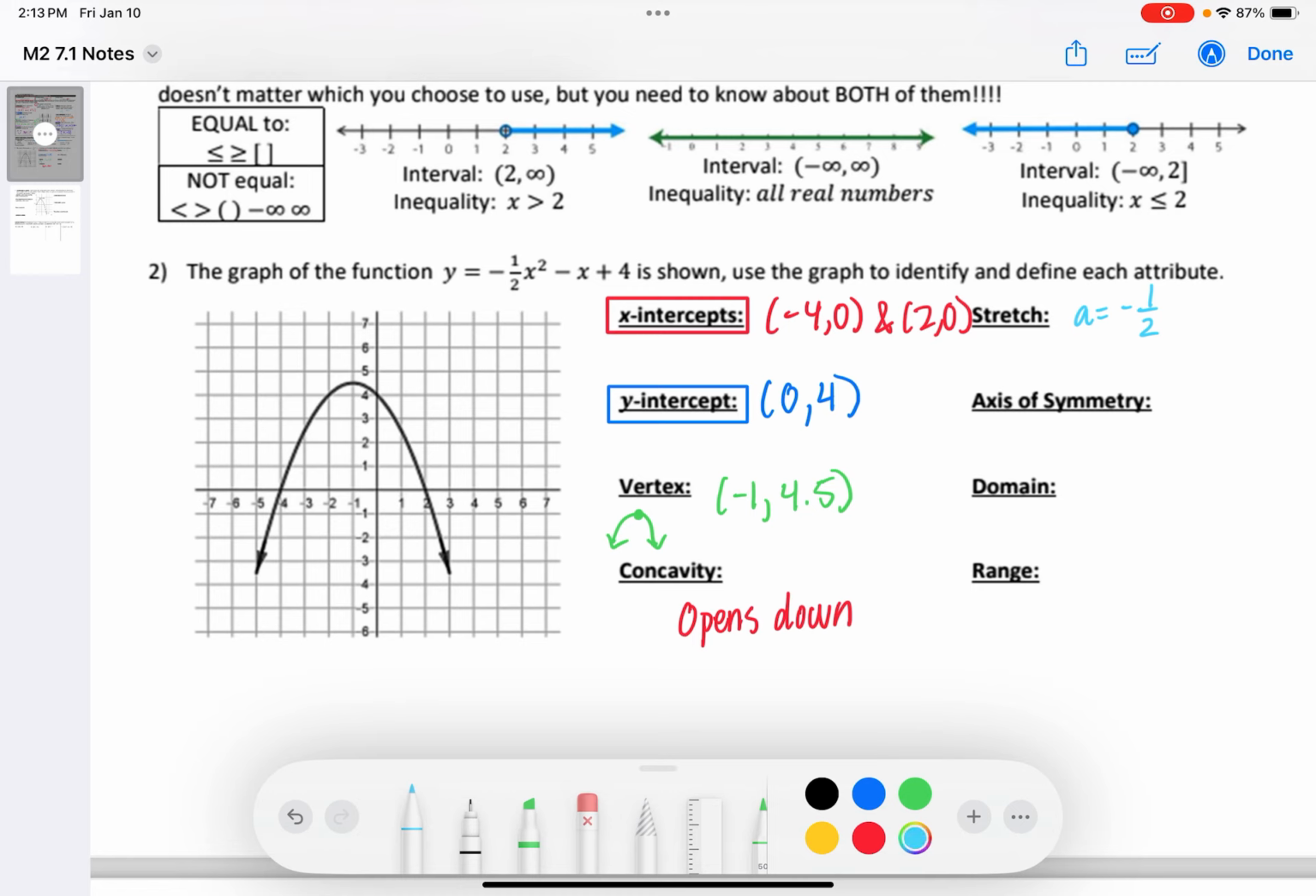Axis of symmetry. Remember, axis of symmetry, you can look at the x value of the vertex, and it's where your graph perfectly cuts in half, symmetrically. So we cut in half perfectly right here, and the x value is -1, so x equals -1.